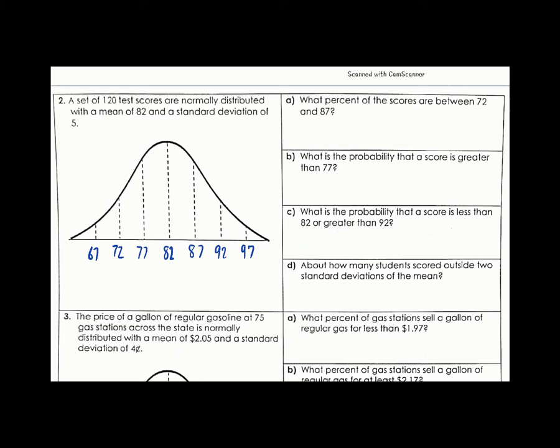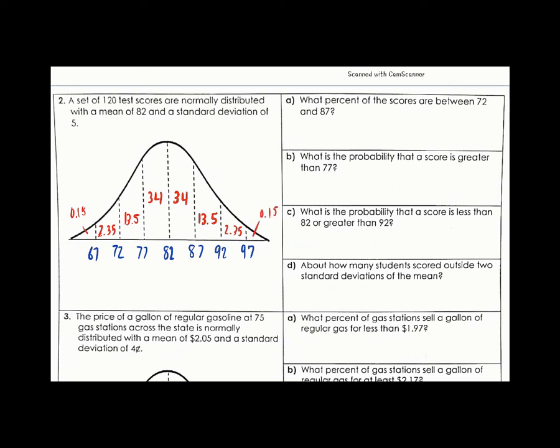So now let's add these values that we've been talking about. So what's in the middle? 34 and 34. What's my next two groups? 13.5 and 13.5. What's my next two groups? 2.35 and 2.35. And then finally, what do we have on the outsides? We got 0.15 and 0.15.